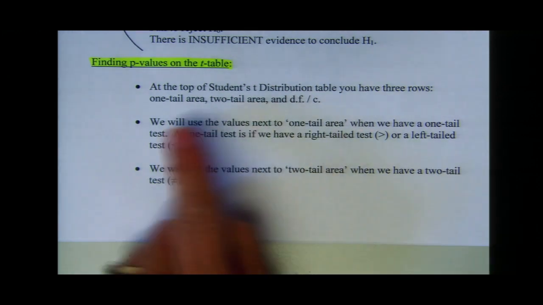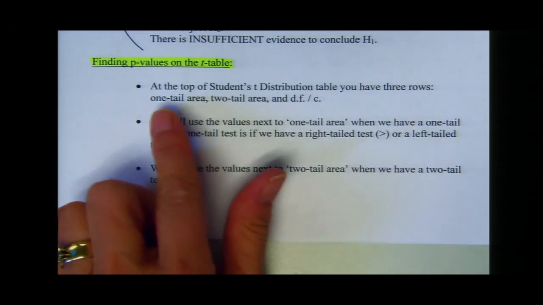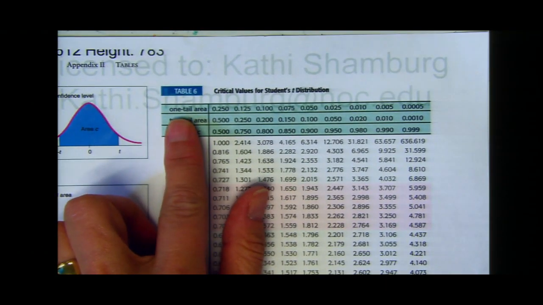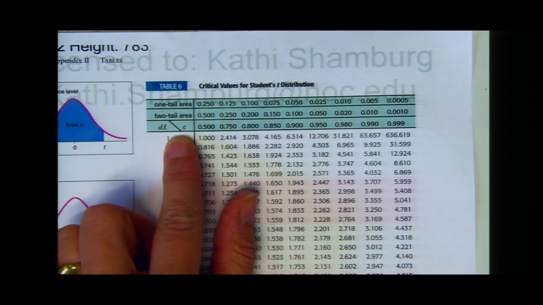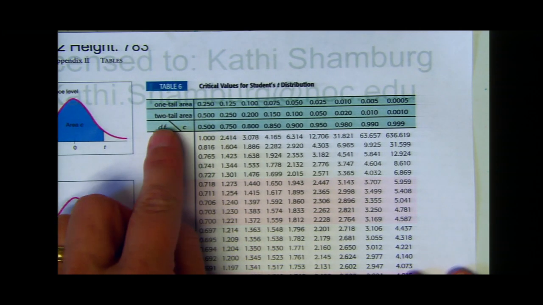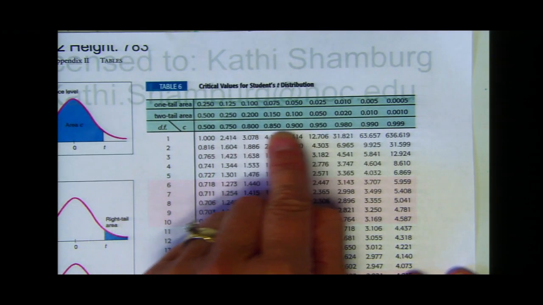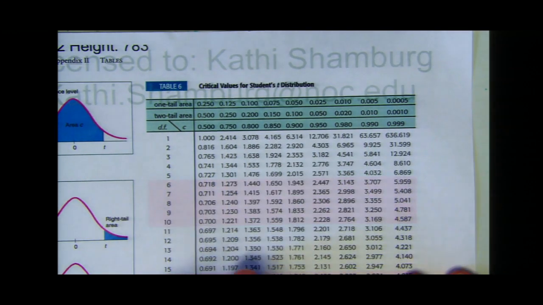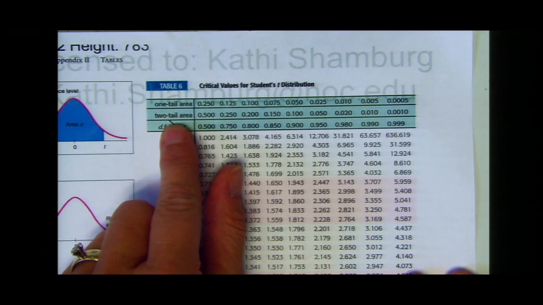So this says, at the top of the student's t-distribution table, you have 3 rows. So here what it's talking about is we have 1 tail area, 2 tail area, and then we have C. Now, we've dealt with the DF, which is n-1, and we dealt with the C, which was how confident that we are. Well, now for chapter 8 in the testing, what we are going to use is the 1 tail area and the 2 tail area.